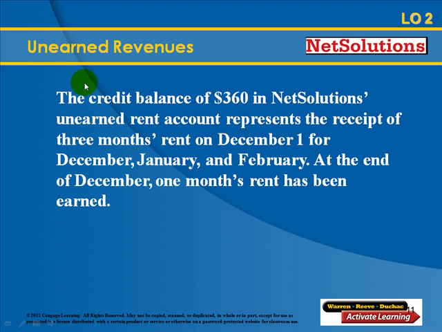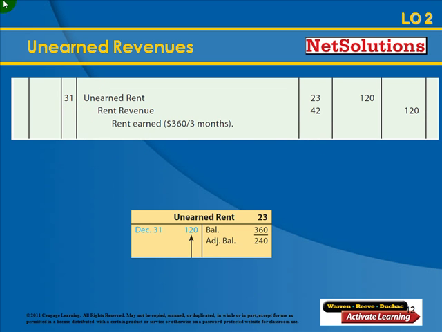Let's take a look at unearned revenues. The credit balance of $360 in Net Solutions unearned rent account represents the receipt of 3 months' rent on December 1st for December, January, and February. At the end of December, we must adjust this account for 1 month, showing that we have earned rent for a month. We will debit the unearned rent account for $120, credit the rent revenue account for $120. That's $360 divided by 3 months, $120 a month.